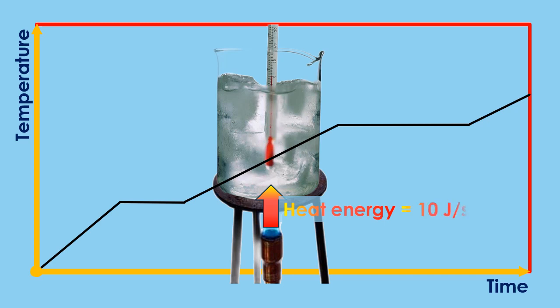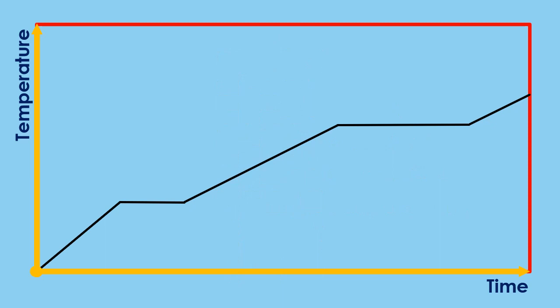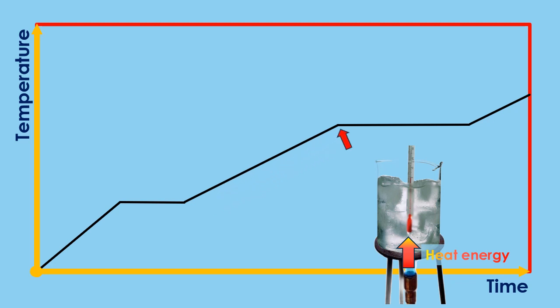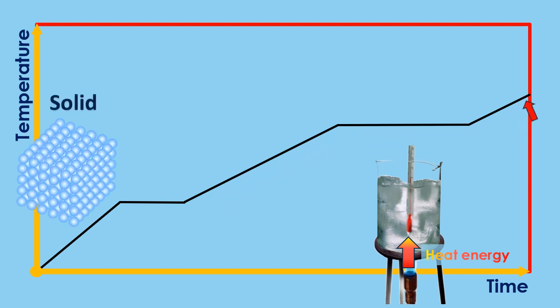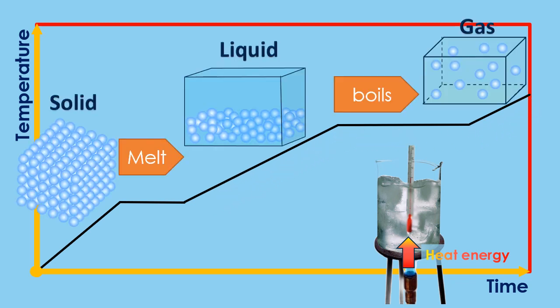For example, if the heat energy is 10 joules per second, after 2 seconds there are 20 joules of heat energy added to the matter, after 3 seconds there are 30 joules, and so on, meaning that as time passes, more and more heat is added. Also, the graph shows that the temperature of the matter changes as more heat energy transfers to it, while we observe a change in the state of matter from solid to liquid to gas.